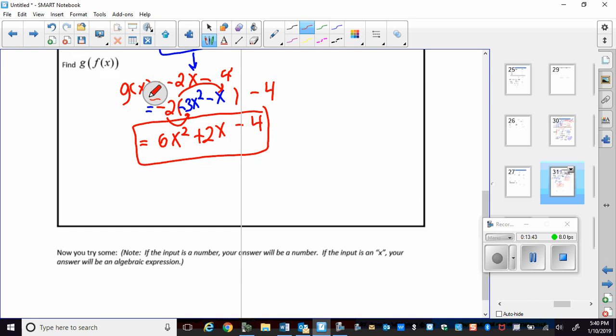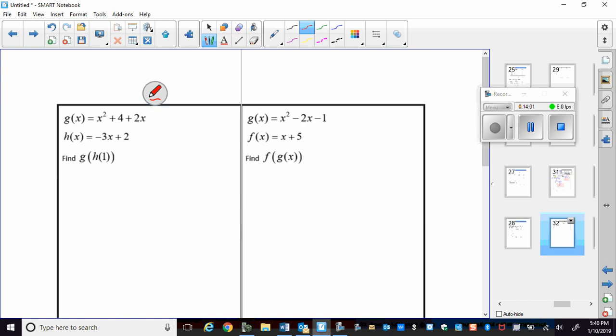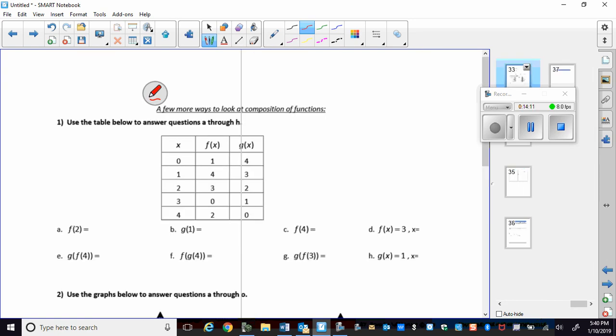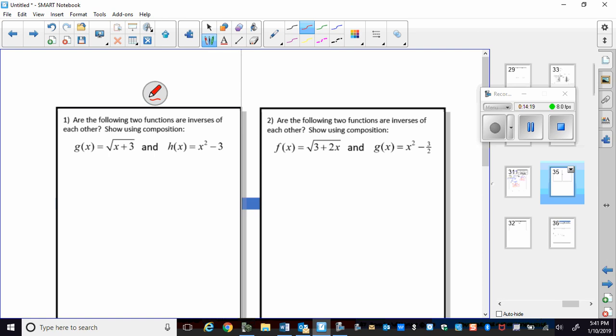Now, you're going to have to try some on your own. If the input is a number, your answer will be a number. If the input is an x, your answer will be an algebraic expression. It's very important that you know how to do this portion, because if you don't, you're going to suffer for it later. I'm going to go through this with you for 2 more problems. It's very pressing that you pay attention to how to do this work.